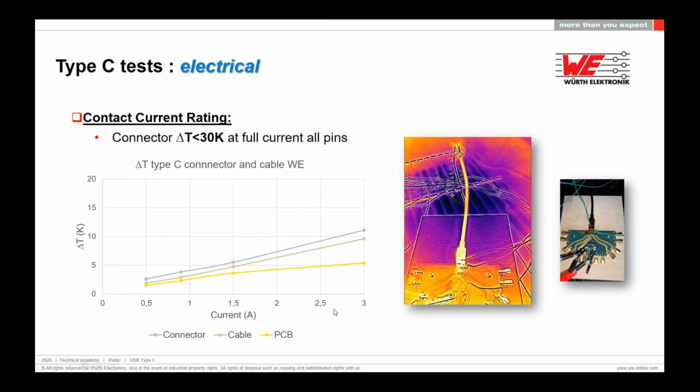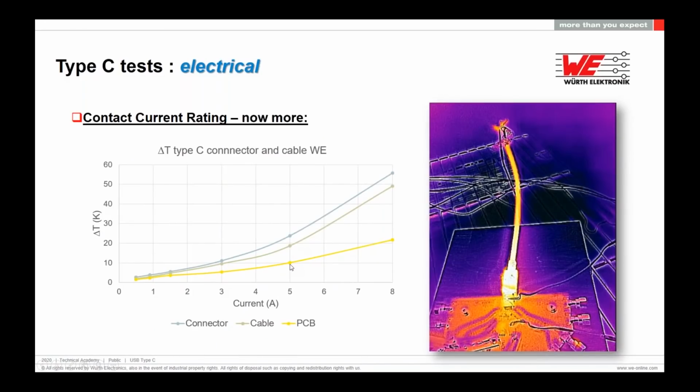Absolutely, we made the measurement at 22 degrees room temperature, of course, in a normal lab. If you go to the limit, it's actually 5 amps. In our case, we have 10 Kelvin on the PCB, and the maximum is the connector, again, with approximately 23 Kelvin of self-heating, which results in a total temperature of around 45 to 50 degrees, which is absolutely not critical at all. And even at 8 amps, you stay within safe limits, but 8 amps is out of the spec, of course.